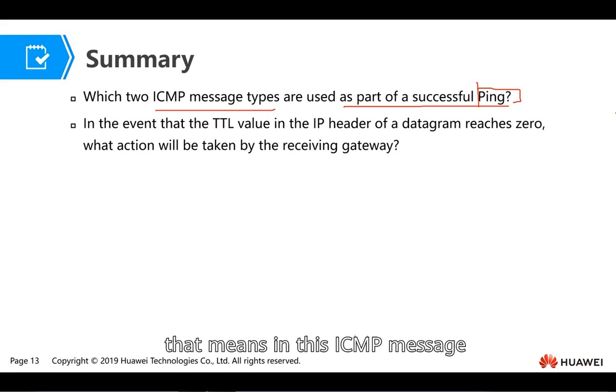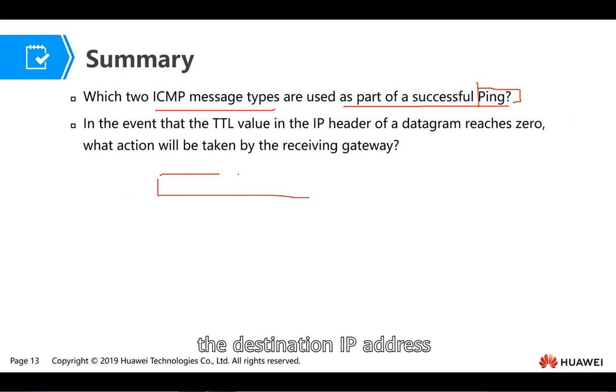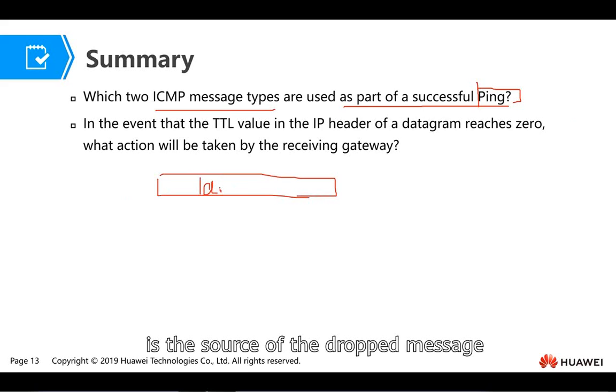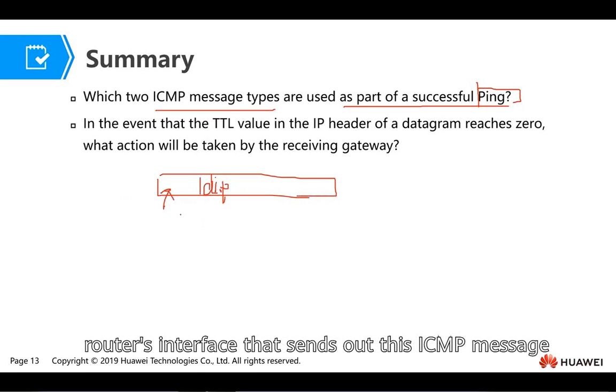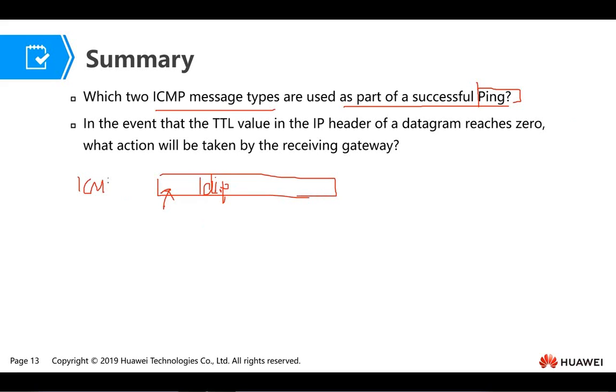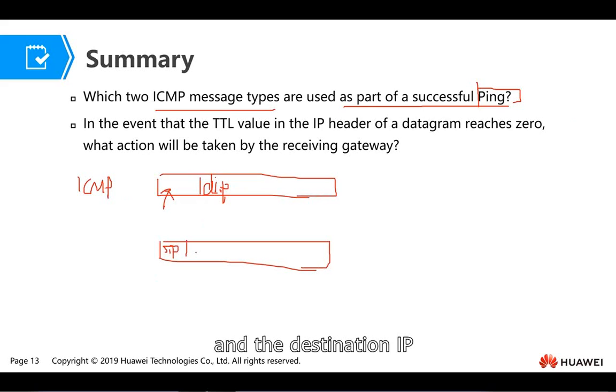That means in this ICMP message, the destination IP address is the source of the dropped packet. And then the source is what? The source is the router's interface that is sending out this ICMP message. Okay, for example, there is a packet, and this packet has a source IP and a destination IP.